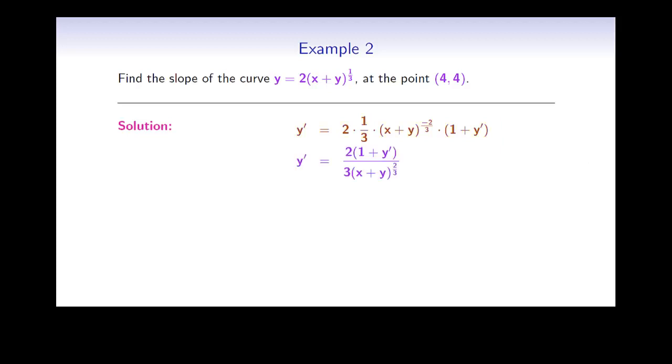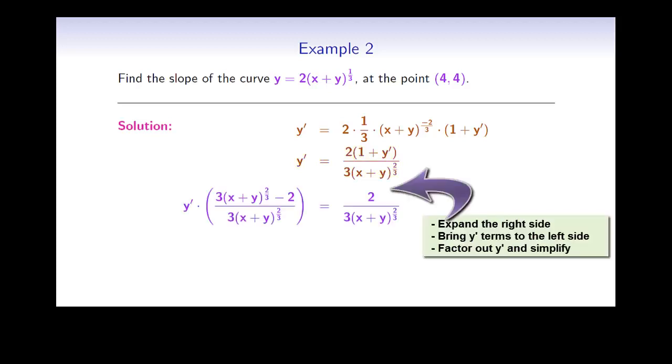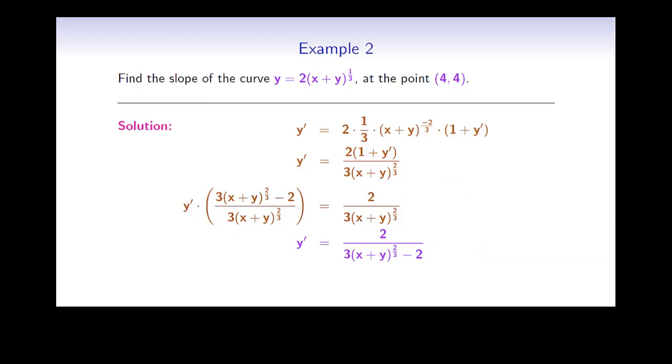Writing this as a fraction, we see that y prime is equal to 2 times the quantity 1 plus y prime, all divided by 3 times the quantity x plus y to the power 2/3. Manipulating this to solve for y prime, we see that y prime times the quantity 3 times the quantity x plus y to the power 2/3 minus 2, all divided by 3 times the quantity x plus y to the 2/3, is equal to 2 divided by 3 times the quantity x plus y to the power 2/3. Therefore, solving for y prime, we see that y prime is equal to 2 divided by the quantity 3 times the quantity x plus y to the power 2/3 minus 2.